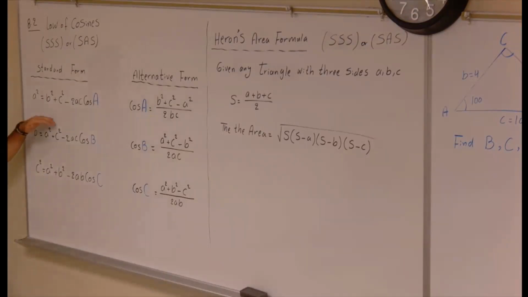You can use the standard form, or you can use the other form. I prefer to use this one, but it's up to you. Both are going to be right. A squared equals B squared plus C squared minus 2AC. You see, 2AC. Check this form.